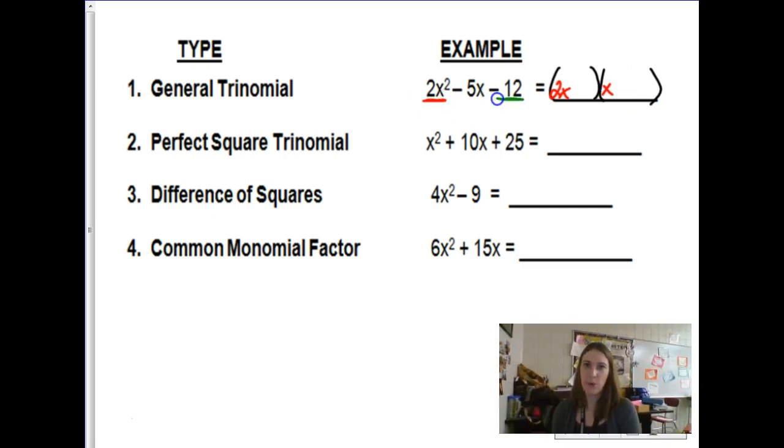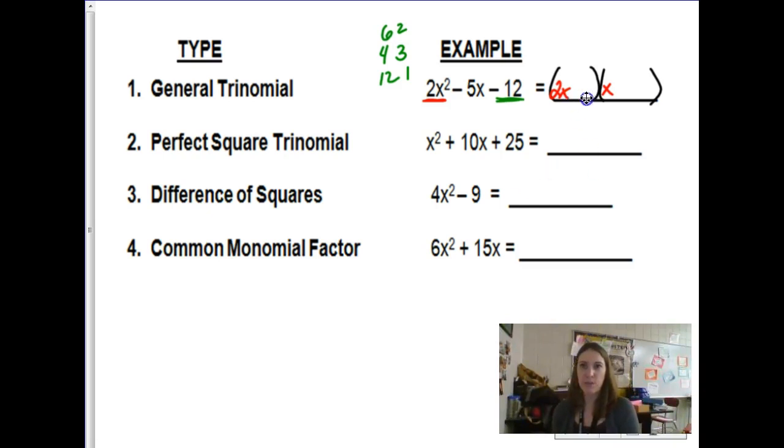And then we're going to go all the way to the end of the problem and think about numbers that multiply to negative 12. So positive and negative are going to be my signs, but my numbers are 4 and 3, and 6 and 2, and 12 and 1. And I'm going to avoid the 12 and 1 just simply because they're very far apart. But, let's try 4 and 3.